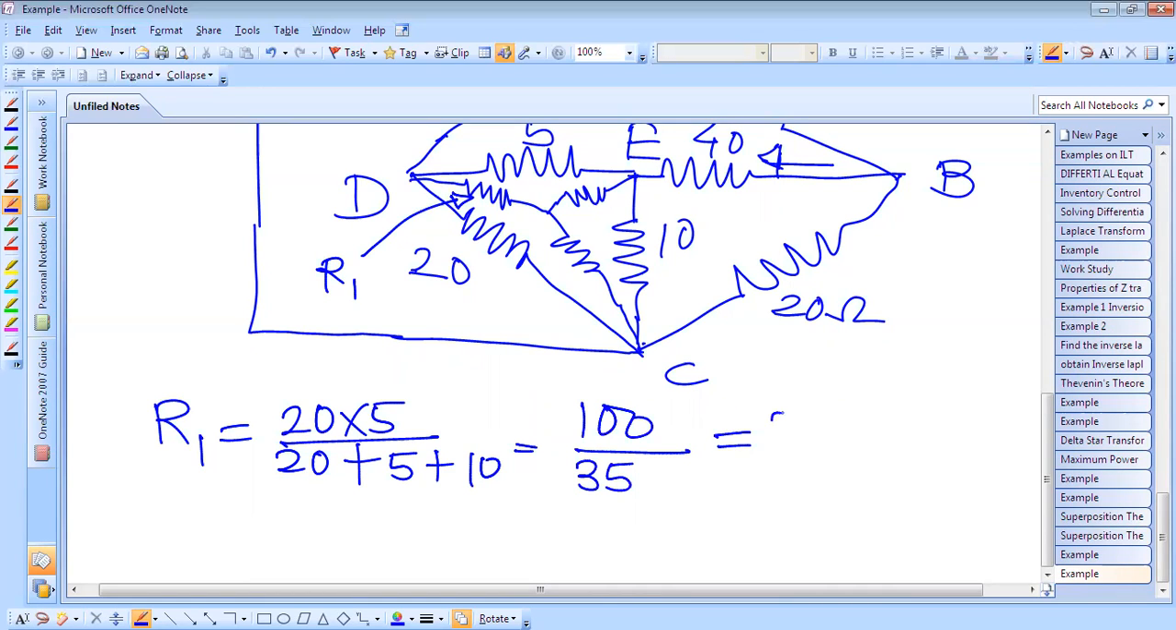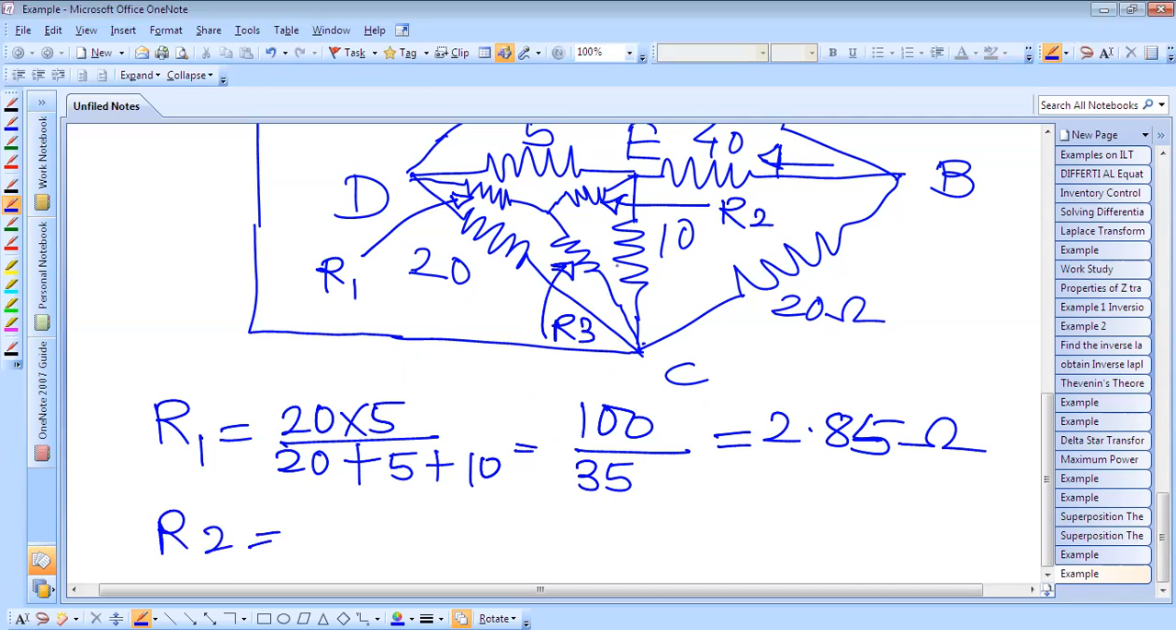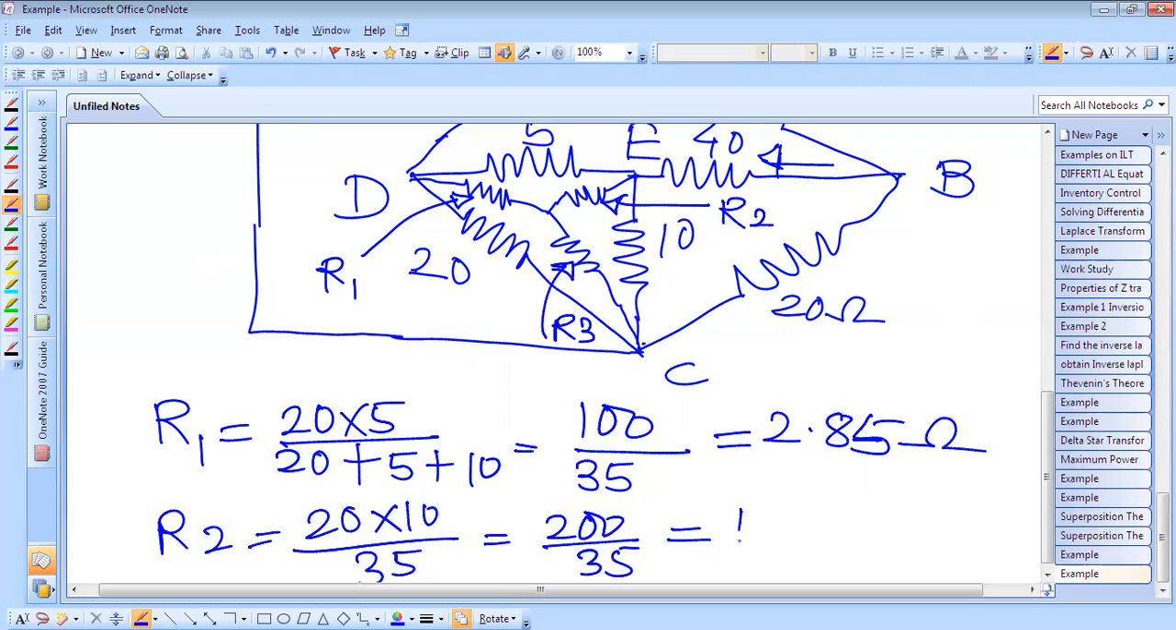This is coming to 2.85 ohm. Similarly, I will name this resistance R2, and this R3. So R2 is 20 into 10 divided by 35, so 200 divided by 35. This is coming equal to 5.71 ohm, and R3 resistance.